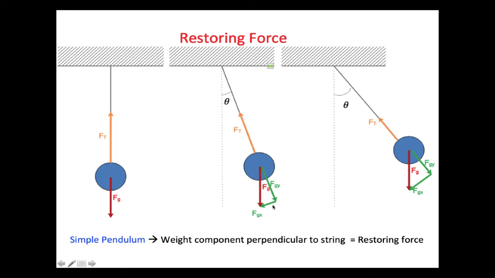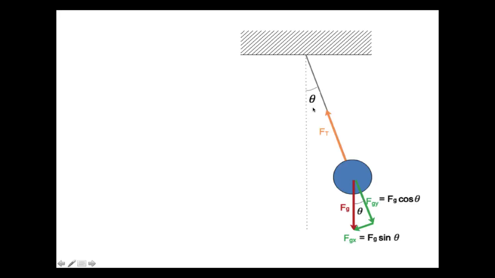Also note that when the displacement of the pendulum increases, this component of weight perpendicular to the string also increases, which indicates that this is a simple harmonic motion as the restoring force is increasing and decreasing with displacement. Let's look at the situation mathematically. We look at the geometry of the situation. This angle between the string and a vertical line is theta, and it is the same as the angle between the string and weight here. So this weight component perpendicular to the string is Fg sine theta, which is the restoring force.